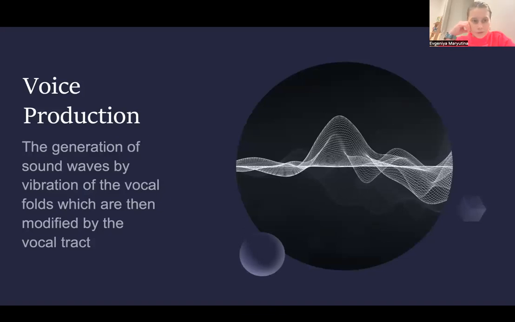And then another important aspect for our study is voice production. We're actually going to be talking about voice quite a lot. So voice production is the generation of sound waves by vibration of the vocal folds, which are then modified by the vocal tract.